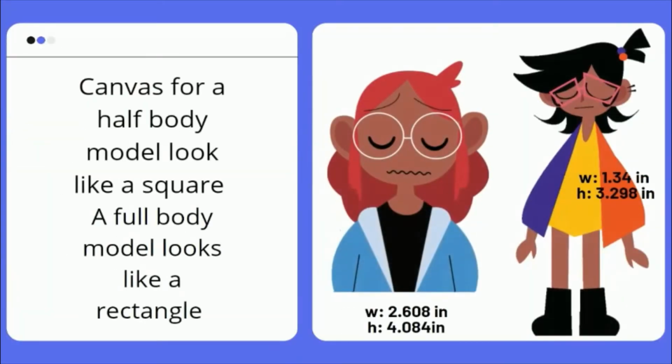So when making a model, use the same size as your neutral model, but if you don't have your neutral model yet, if you're making a half model, it will look more like a square, but if you have a full model, it will look like a rectangle.